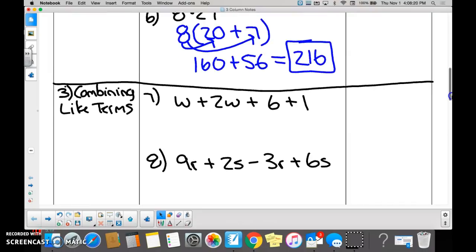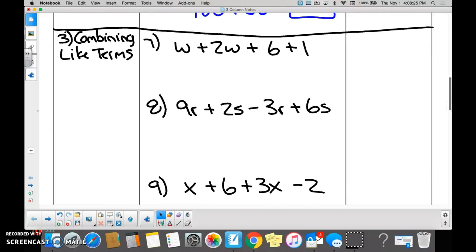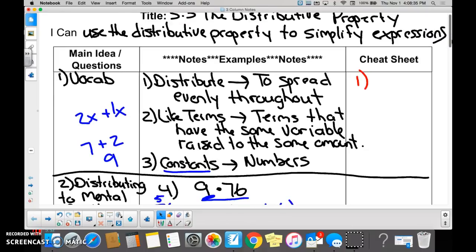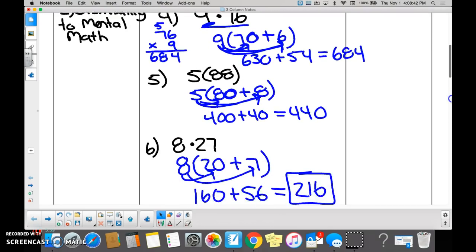Number 3, combining like terms. This one gets a little bit trickier, but if you just follow along step by step, I think it's very handleable, if that's a word. W plus 2W plus 6 plus 1. When you look back at your vocabulary, we talked about like terms as being terms that have the same variable raised to the same amount. So terms that have the same variable raised to the same amount.